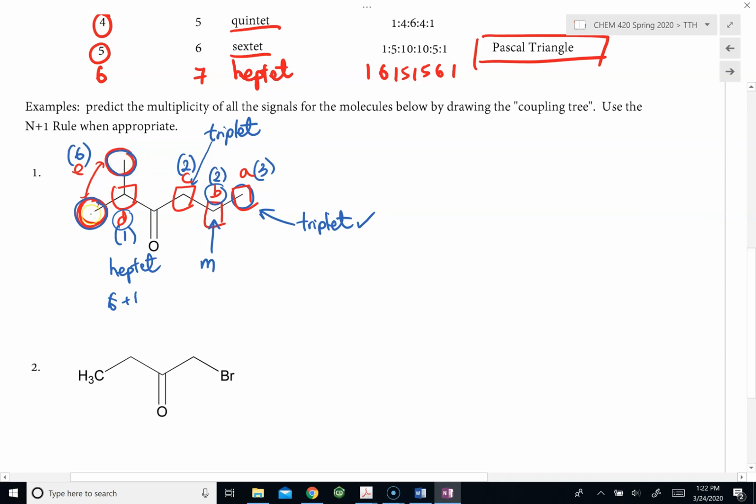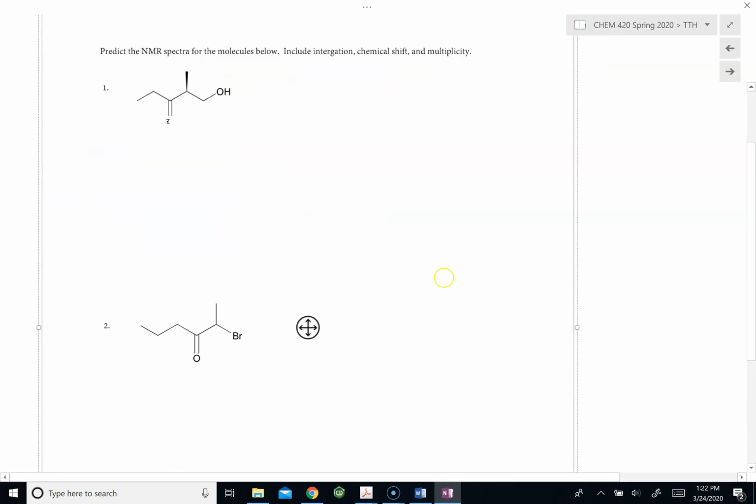And now signal E. This signal E right here has 1 neighboring hydrogen. So therefore this will then split into a doublet. So we will then see these 2 signals together become a doublet with an overall intensity equal to 6. So that's how we would draw the NMR spectrum of this molecule. Let's now combine everything together and draw what an NMR spectrum would look like. And we want to include the integration number, the chemical shift, and the multiplicity for all of the signals.